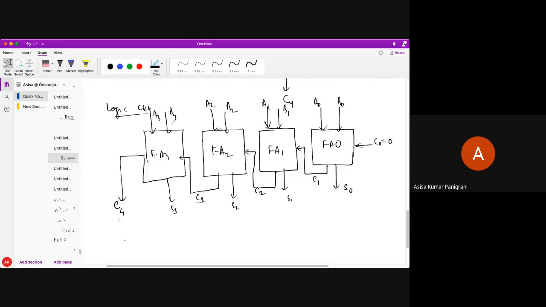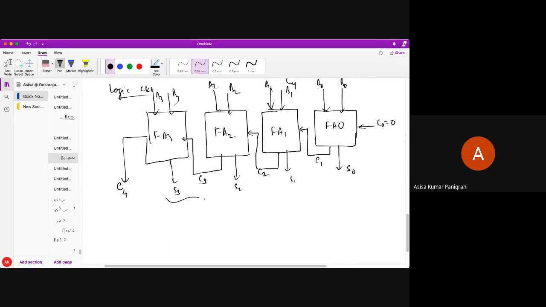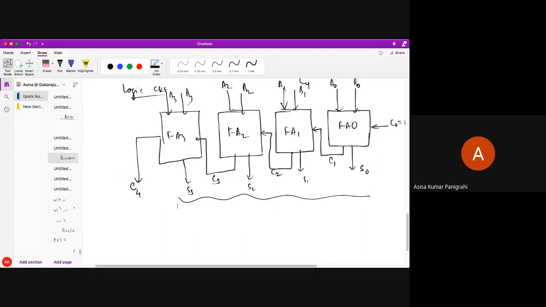Okay, so do you all understand now how the 4-bit BPA works? So S3, S2, S1, S0 are my 4 outputs. This is the 4-bit sum, and the carry output.